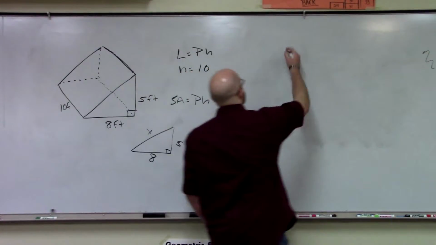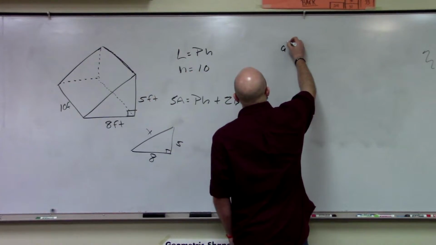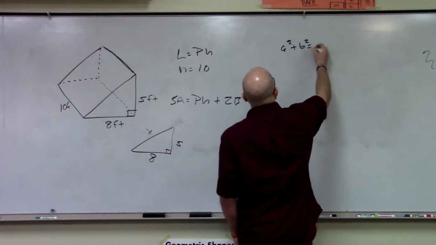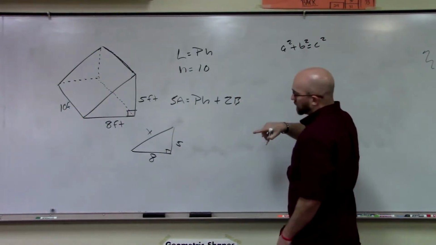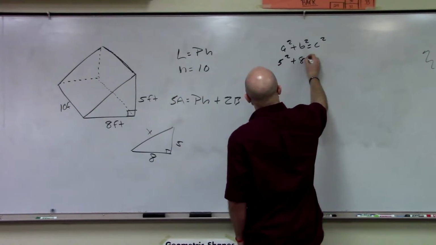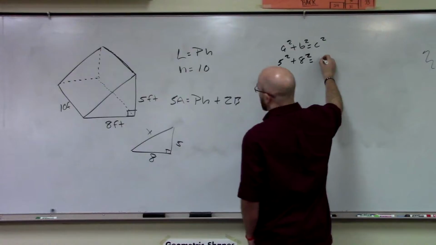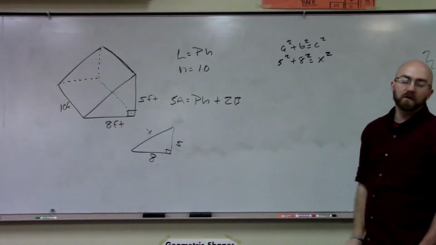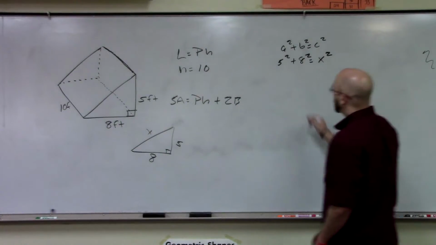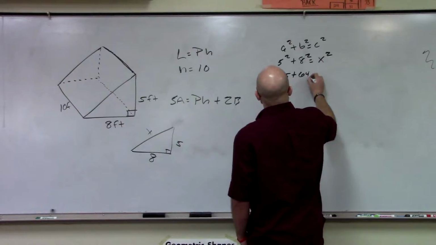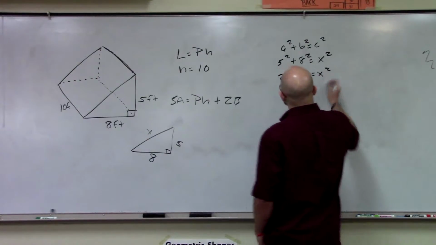So I'm going to come over here and do all my work. A squared plus B squared equals C squared. So I got 5 squared plus 8 squared equals X squared, because remember, the hypotenuse is across from the right angle. So we get 25 plus 64 equals X squared.